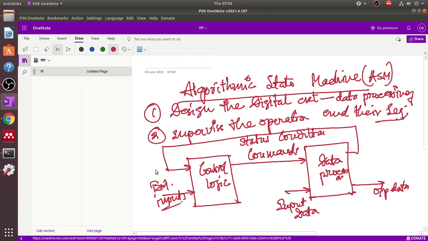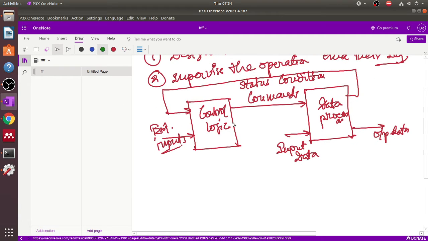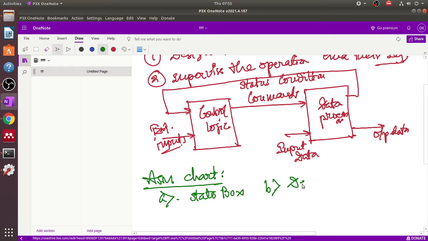Now we discuss the concept of the ASM chart. The ASM chart is very important because using this ASM chart we design our control circuit. It is a special type of flow chart suitable for describing the sequential operation in a digital system. The chart is composed of three basic elements. Students, please write down this ASM chart. There are basically three basic elements. First, A is the state box. B is the decision box. And C is called the conditional box. These three boxes are very important.